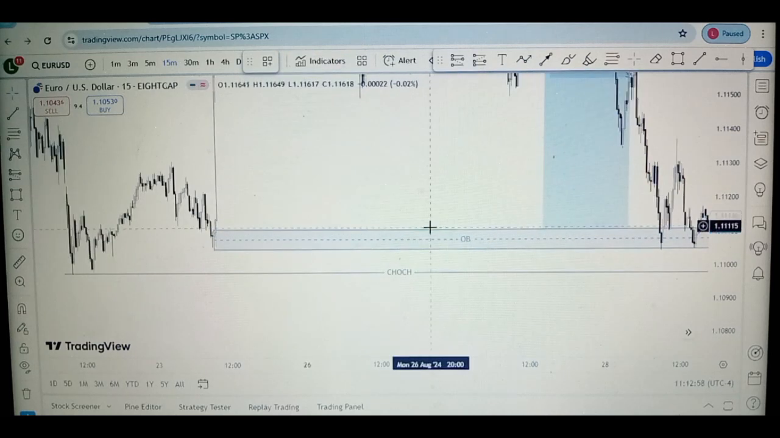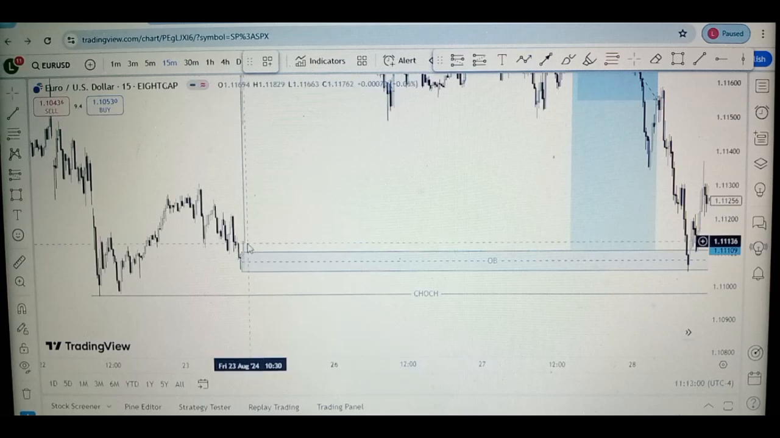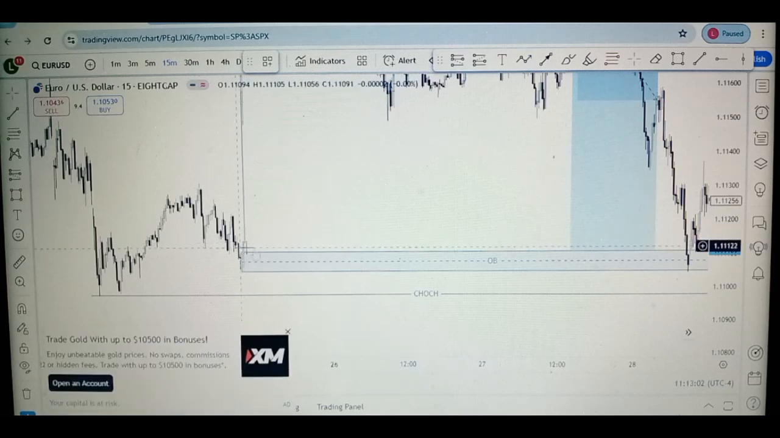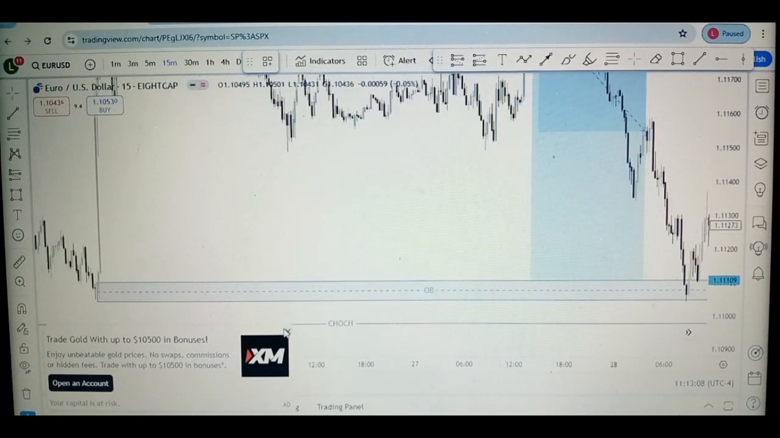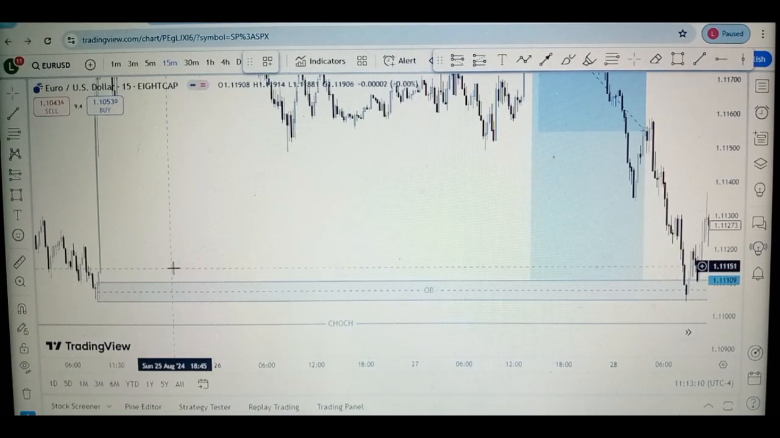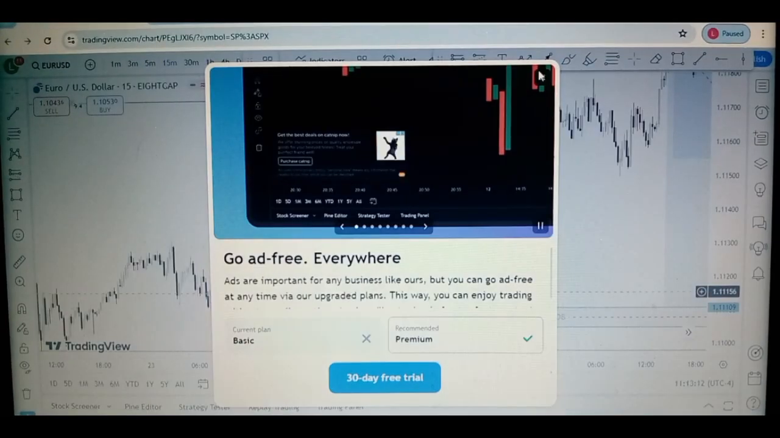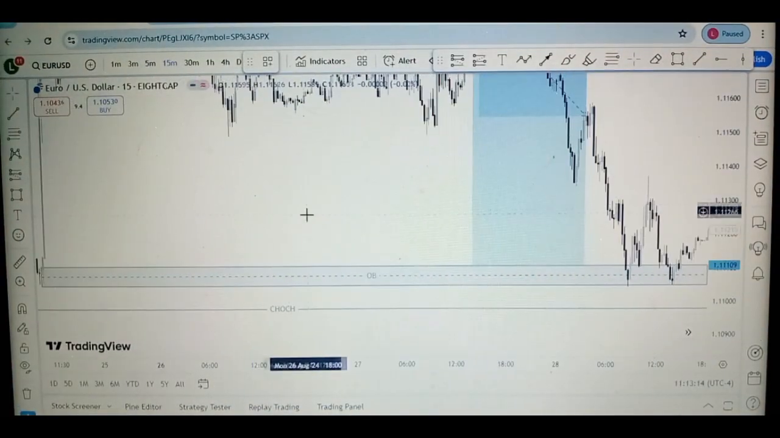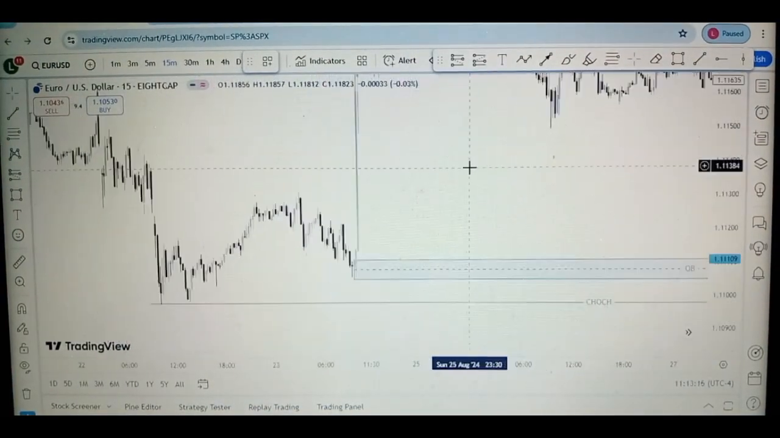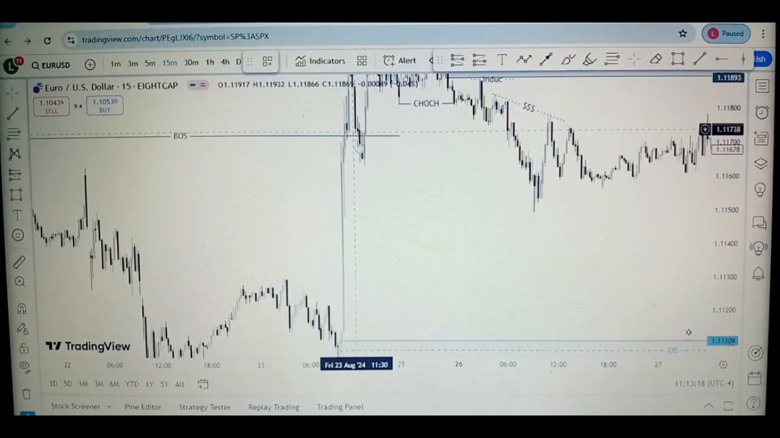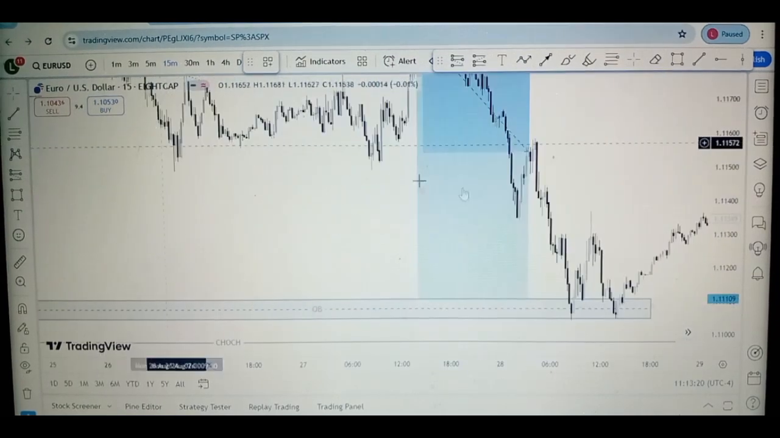I was looking to go long from this level because we had huge amounts of fair value gap, and it's a good order block because it has a fair value gap or imbalance, guys. But it's also the order block that broke structure.